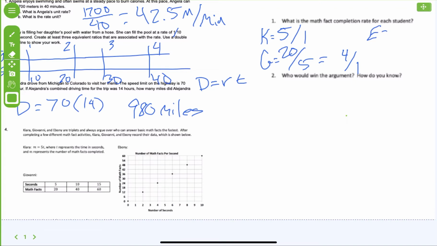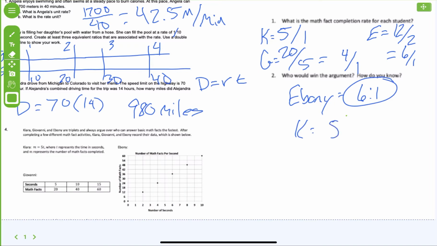So now Ebony's is going to be the number of math facts is 12 over 2 seconds. Well, that one's going to be 6 over 1. That's the math facts for each one of them. So who would win the argument? Ebony. So Ebony is 6 to 1, whereas Kiara is 5 to 1, and Giovanni is 4 to 1. That means that they're doing more math facts per second. Okay?